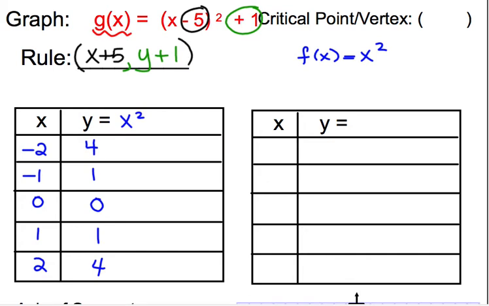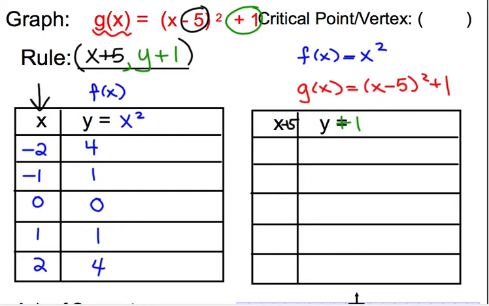So from here being our parent, and here's now our new function, g of x, we're going to add 5 and add 1. So let's take care of this column first. We're going to add 5 to all of them. So -2 plus 5 is 3. -1 plus 5 is 4. 0 plus 5 is 5. 1 plus 5 is 6. 2 plus 5 is 7.